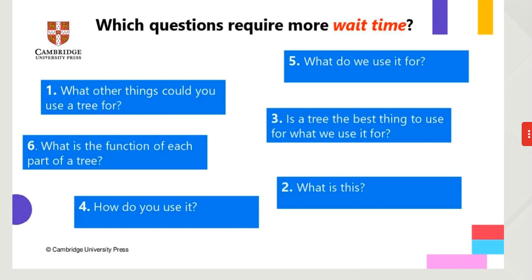I'd like you to note down which of these 6 questions you think require more time. So if you want to write in order, for example, if you think question number 3 requires the least amount of wait time, then put down number 3 and then put them in order. So 3, 2, depending on which ones you think.